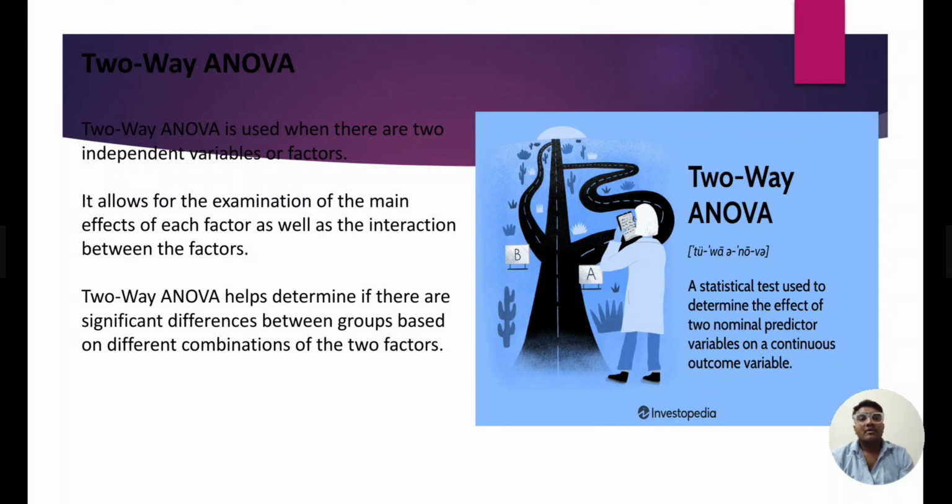Two-way ANOVA. Two-way ANOVA is used when there are two independent variables or factors. It allows for the examination of the main effects of each factor as well as interaction between the factors. Two-way ANOVA helps determine if there are significant differences between groups based on different combinations of the two factors.